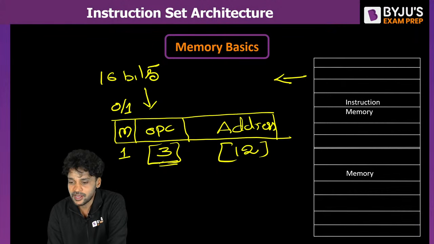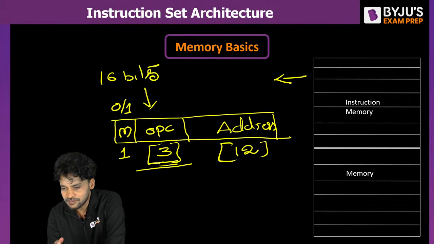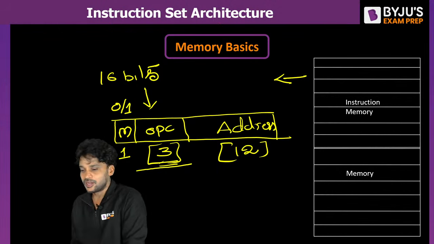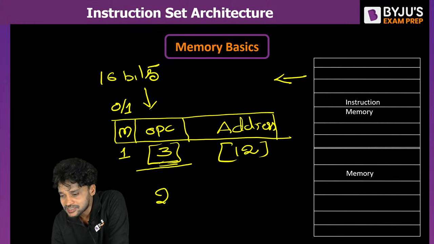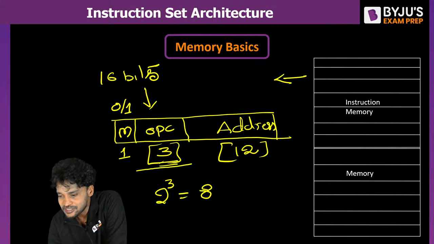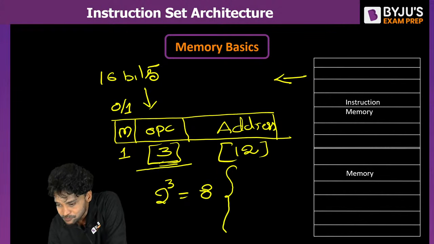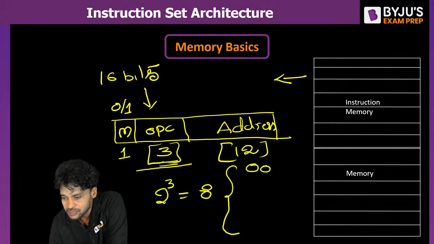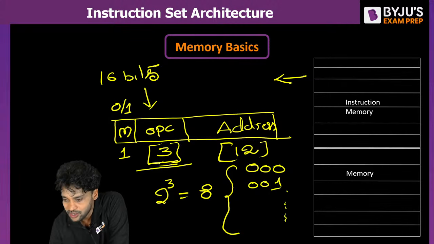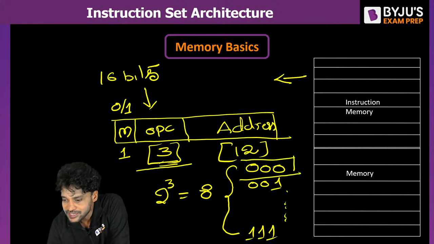Altogether, we do have a total of 3 bits for the opcode, right? We are left with 3 bits for the opcode. That means that we can have a possible of 2 power 3 opcodes, which is equal to 8. So for my system, I can construct a total of 8 opcodes: 000, 001, and so on up to 111. Each combination can be assigned to one opcode.